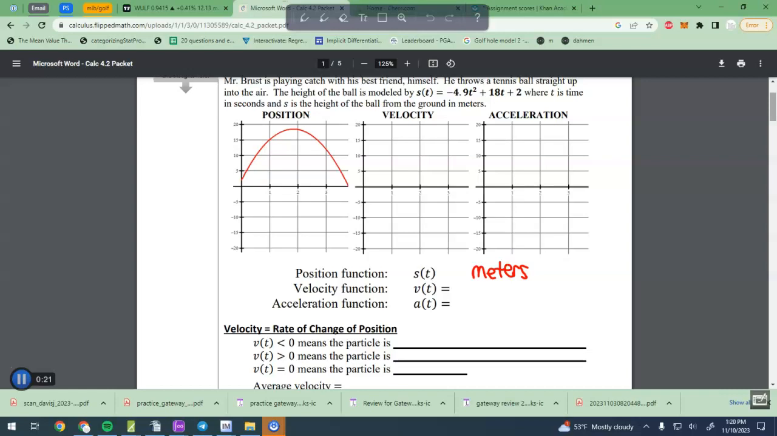Velocity is the change in position, so it's the derivative of position, it's S prime, and it would be meters per whatever, so this is in seconds, so it'd be meters per second. Can you see the red there? Is that fine?